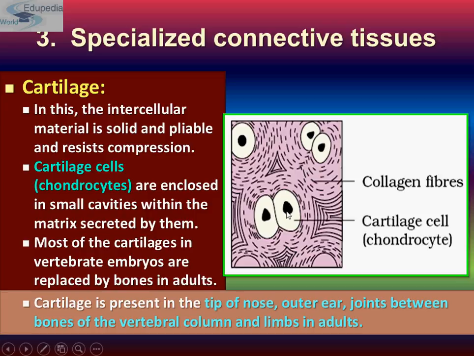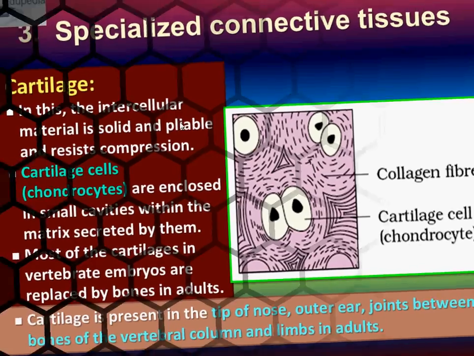See, this is your chondrocyte, which is enclosed inside a cavity within the matrix secreted by it. This is your matrix. Most of the cartilage in vertebrate embryos is replaced by bones in adults. Cartilage is present in the tip of the nose, outer ear, joints between the bones of the vertebral column, and limbs in the adult.